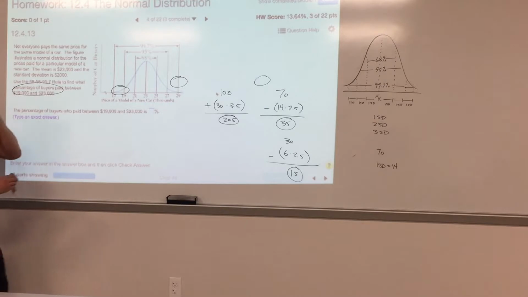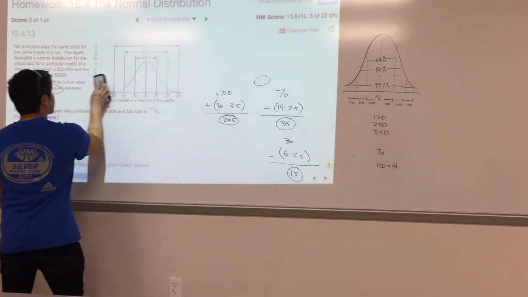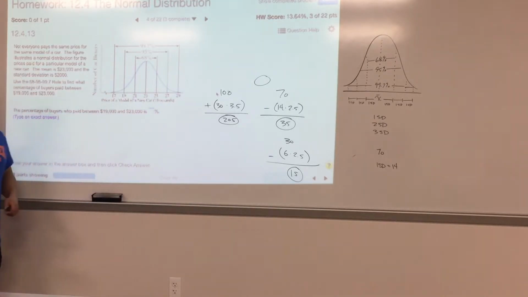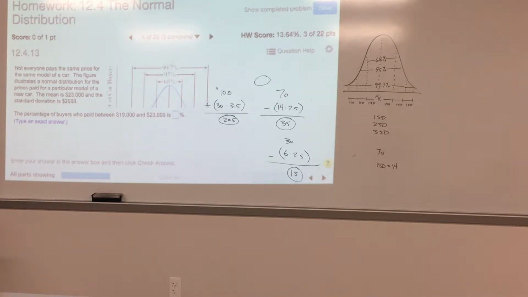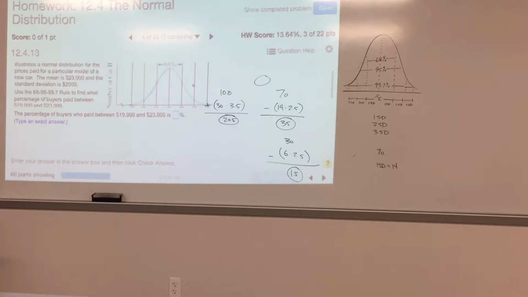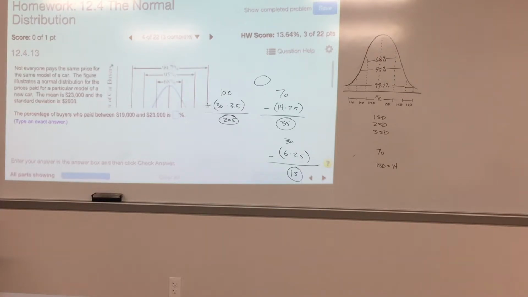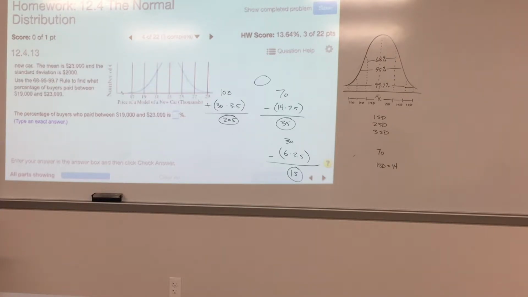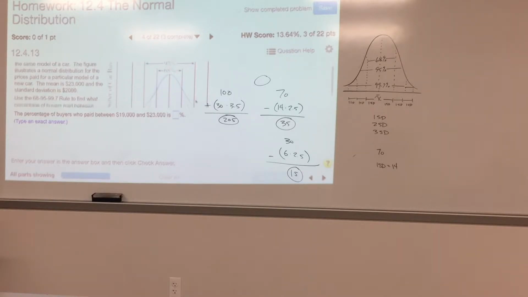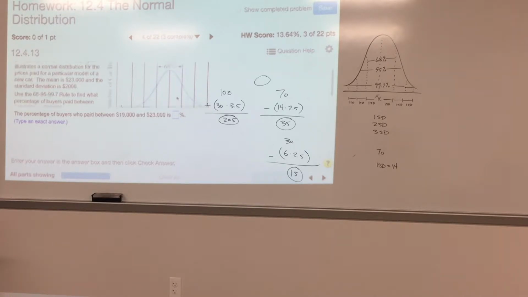And you can see that that's exactly what's going on here, well, if it wasn't so blurry. So here is the number of car buyers, and here's the price of a new car in thousands of dollars. As you can see, the number of car buyers is normally distributed, with the mean clearly 23,000.